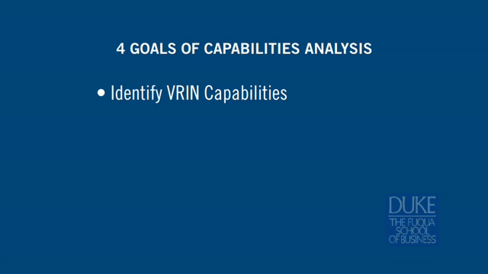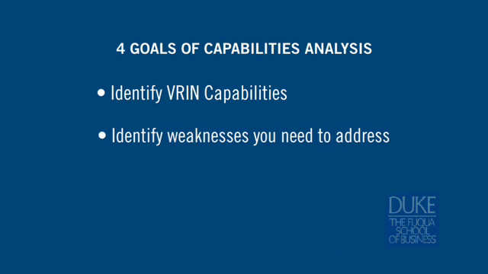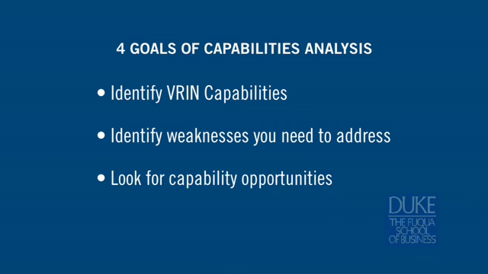Second, you need to be able to identify weaknesses that you need to address in order to deal with threats. To know what threats are in your environment, know what capabilities you need to fix or get in order to deal with those threats. Third, you need to look for capability opportunities, strengths that you can build on in order to take advantage of opportunities, things you're already doing that you could easily bring to bear on filling in the opportunities that you saw in the dynamic competitive environment.